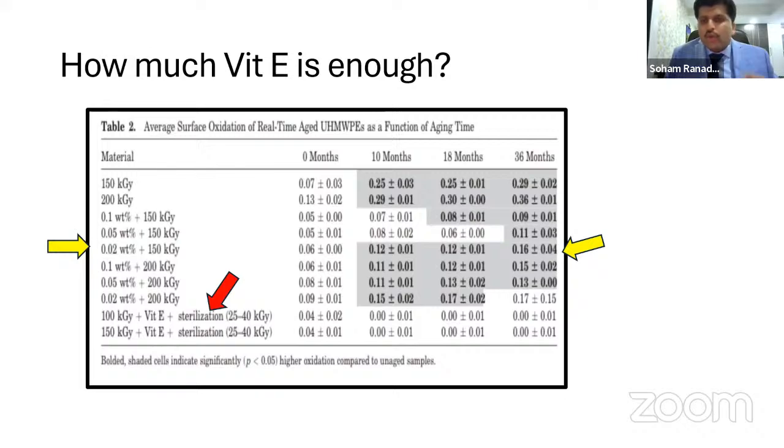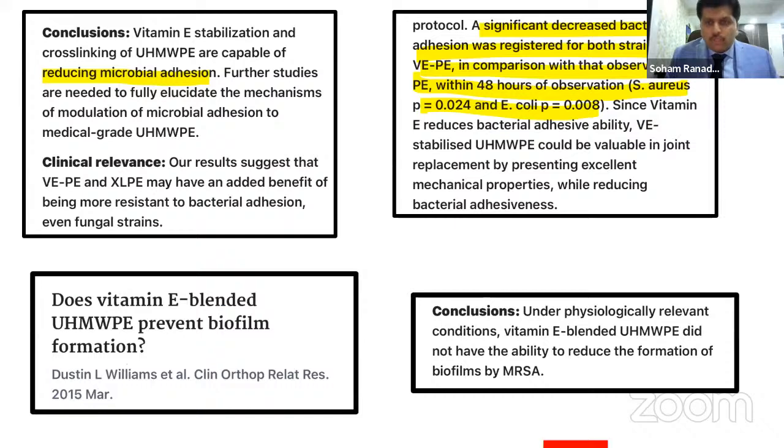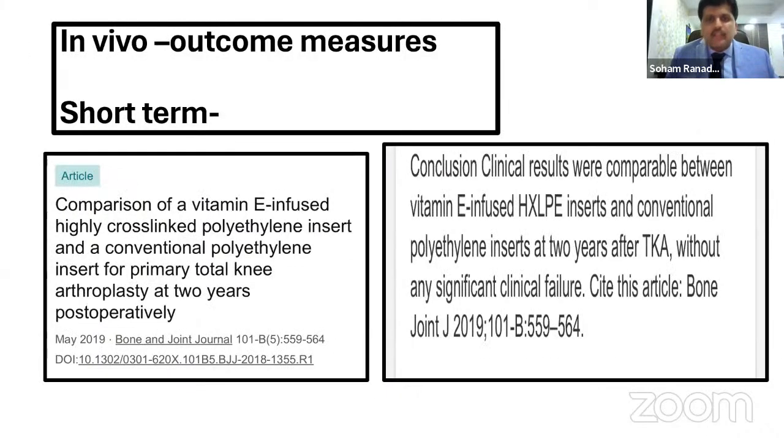Now, vitamin E as an antimicrobial, there are many papers to say that it reduces microbial adhesions on ultra-high molecular weight polyethylene. So, does it actually prevent biofilm formation? The answer is a big no. No, it does not. Other properties, so to say, of vitamin E are that there is reduced production of inflammatory cytokines. So, the foreign body reaction of polyethylene in the body is less.